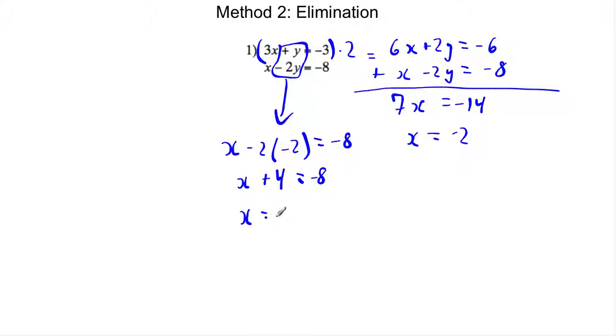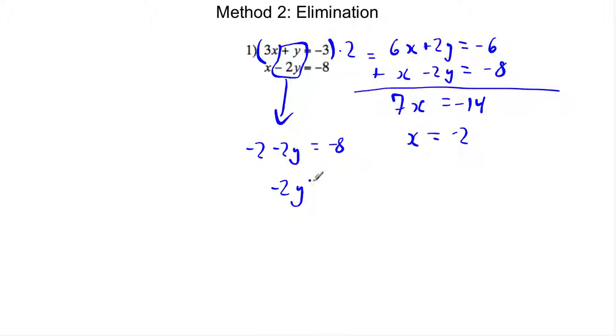So x is equal to... y. That's why that's wrong. I plugged it into the wrong variable. Make sure you plug it into the right variable. So negative 2 minus 2y is equal to negative 8. So here, if I add the 2 to both sides, I get negative 2 is equal to negative 6. And I get y is equal to 3. So my answer is, again, negative 2, 3.